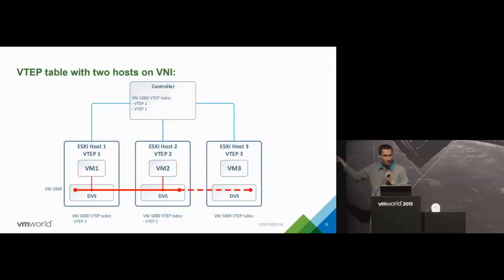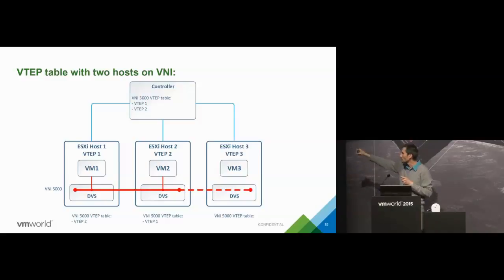So that's 3 hosts: host 1, 2, 3. We have a logical switch with VNI 5000. Host 1 and host 2 have VM1 and VM2 connected to the VNI. Underneath each host, you will see the VTAP table. Host 1 has VTAP 2 in its table, host 2 has VTAP 1 in its table, and the controller knows about both hosts 1 and 2.